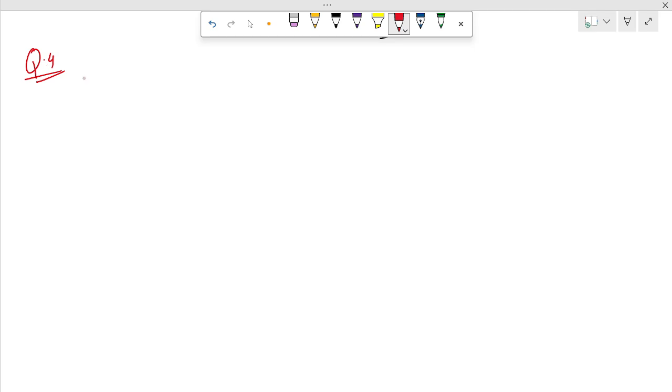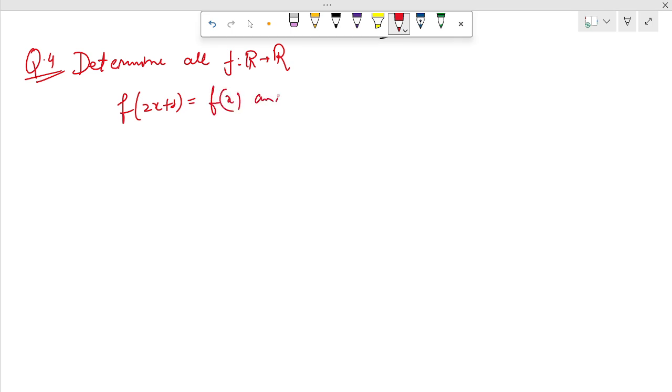See what we want to determine, and then we'll do a question which was asked in the NBHM exam also. So determine all functions from R to R such that f(2x + 1) is equal to f(x), and f(x) is continuous at x equal to -1.